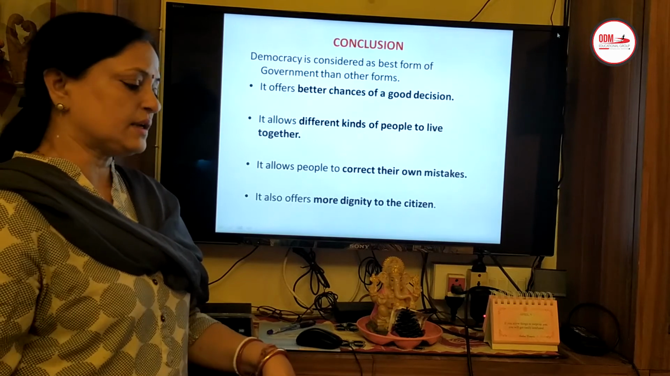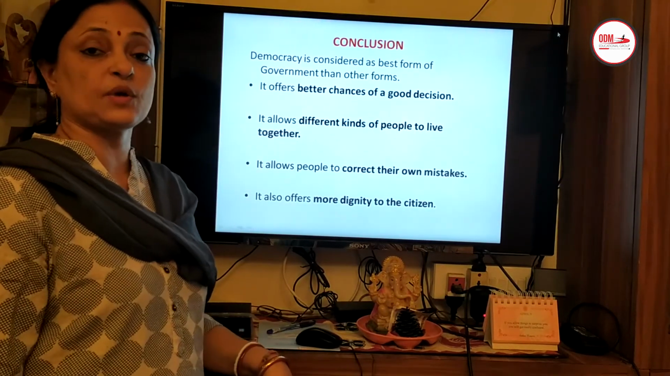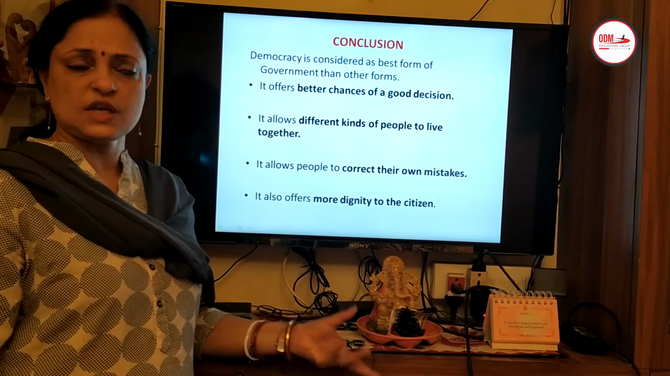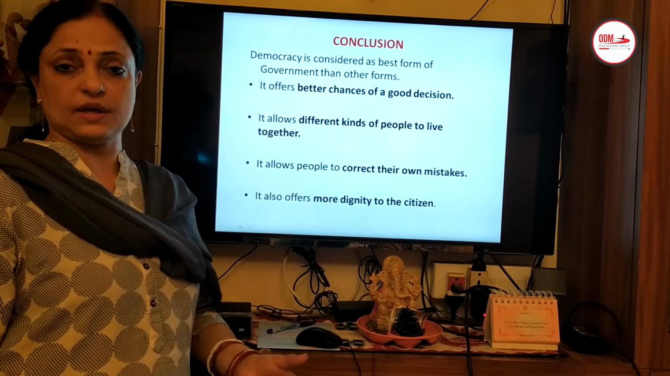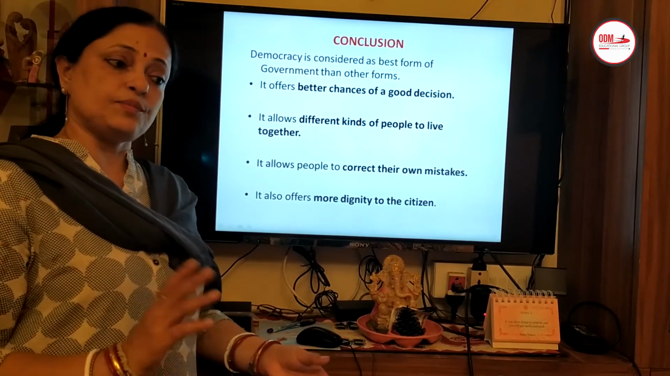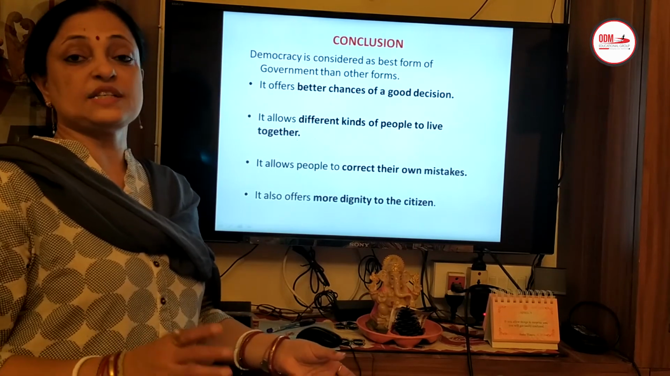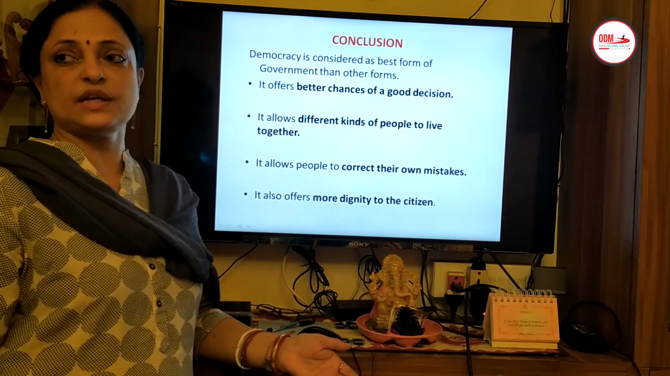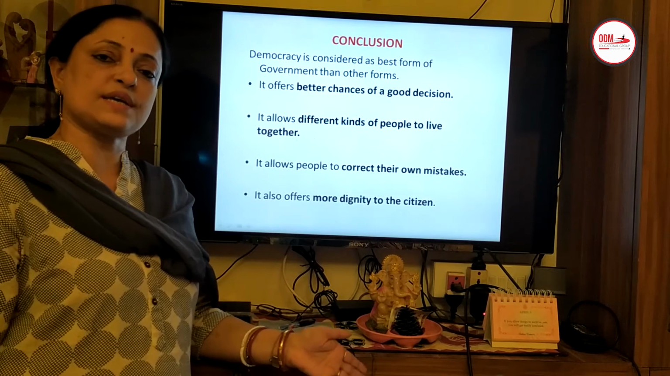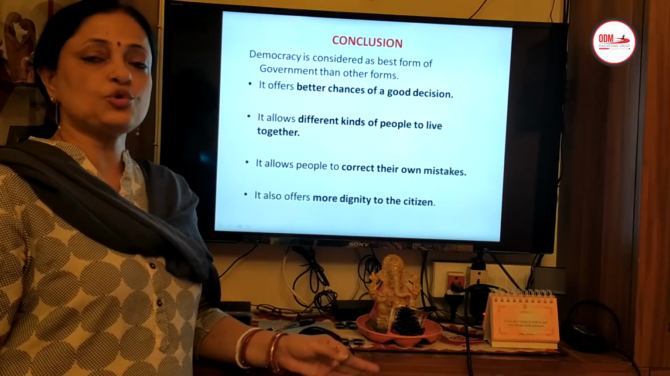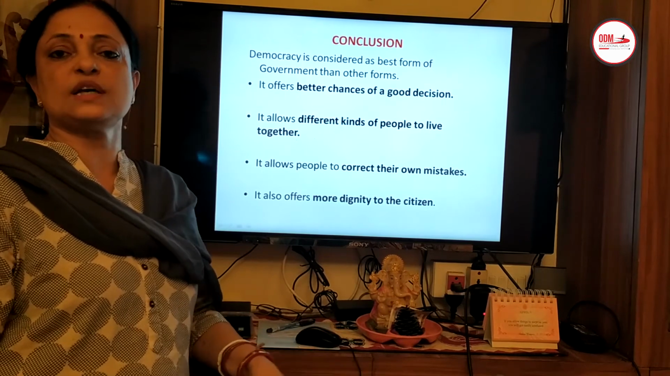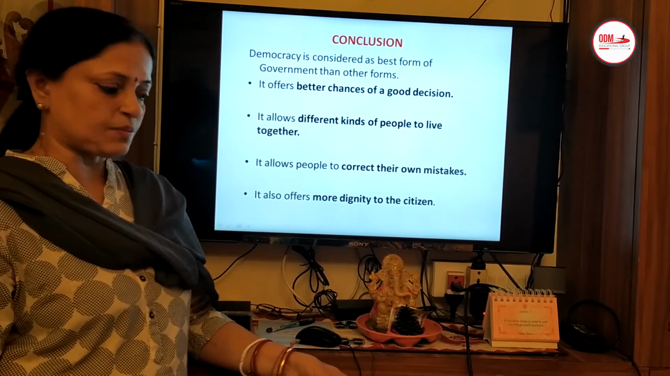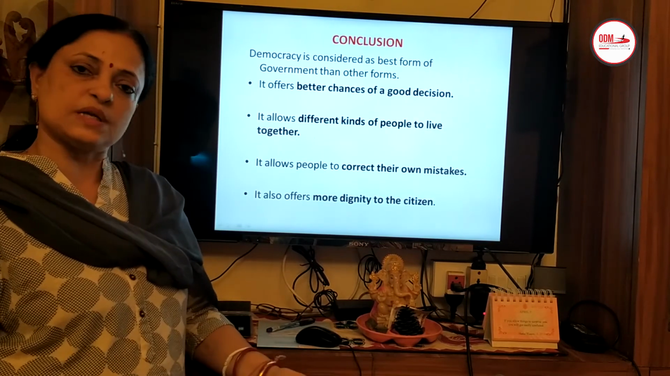Second, it allows different kinds of people to live together, because there are differences and conflicts. We can take the example of India. India is a diverse country, with unity in diversity, as told by Jawaharlal Nehru. Though India is diverse, due to democracy all the people live together peacefully and smoothly. Third, as I have discussed, it allows the people as well as the government to correct their mistakes.